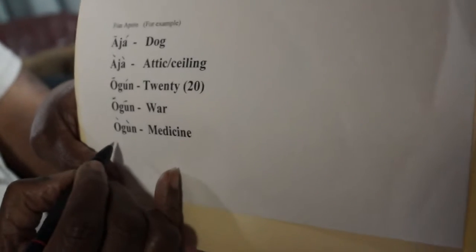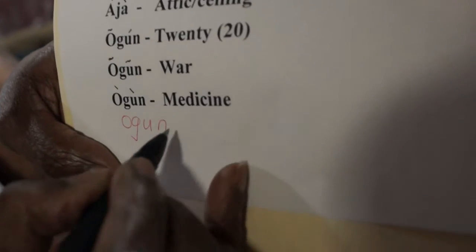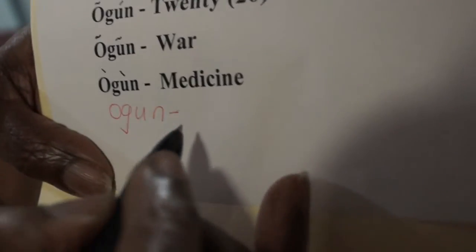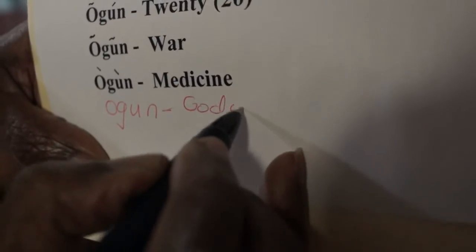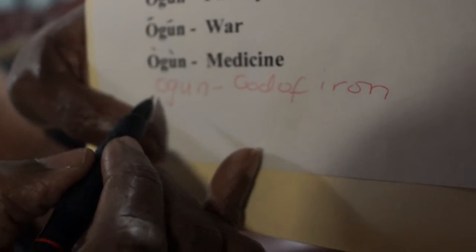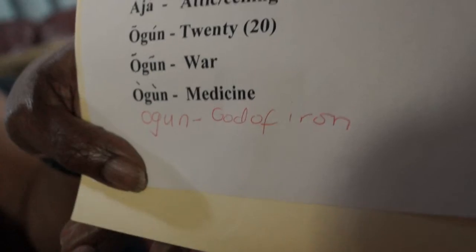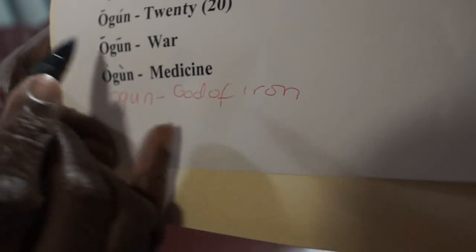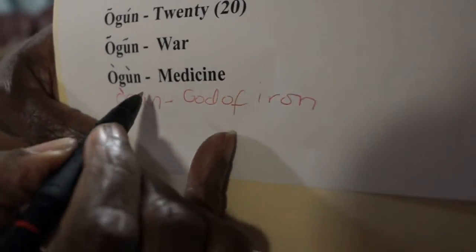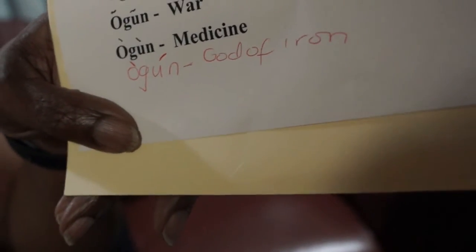There is also Ògún. Ògún. That would be the god of iron. So what sign do we put on that? Ògún. Do, mi. Ògún. Do, mi. God of iron.